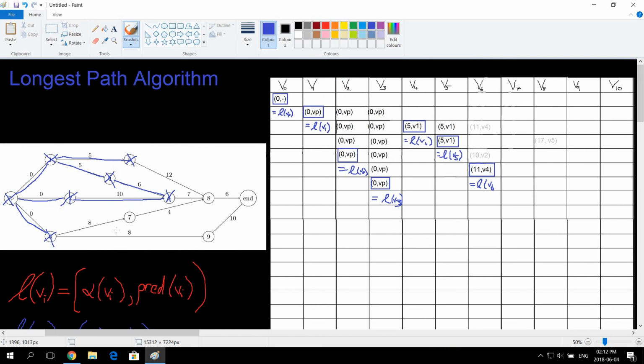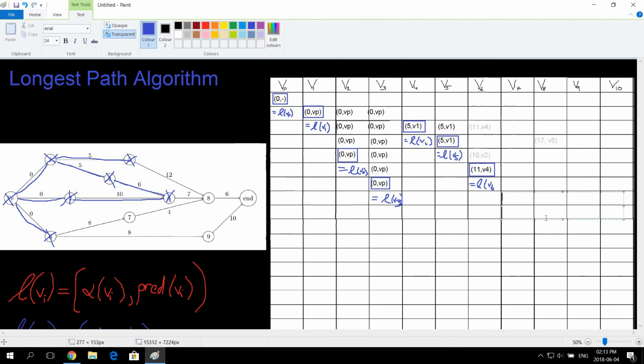So V7 and V9 are two options. Let me just put them in here. So here they go, V7. Oh, we want that in black. V7, how much does it cost to V7? Well, to V3 it was 0. So now from V3 to V7 it's 8. So it's 8. Where did it come from? It came from V3. Cool.